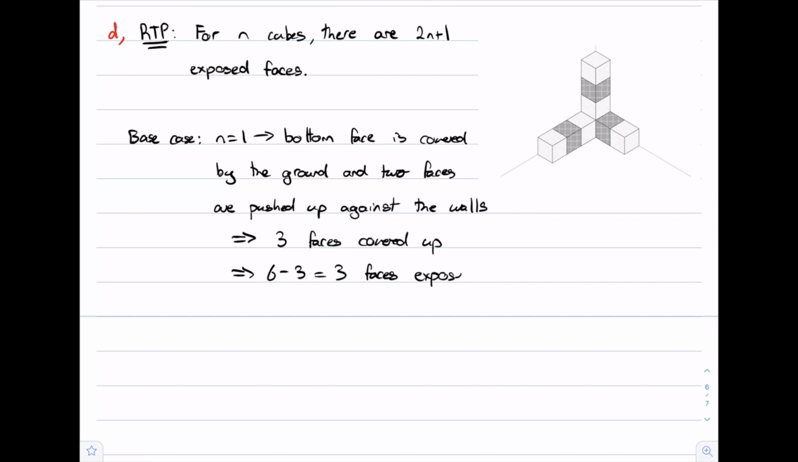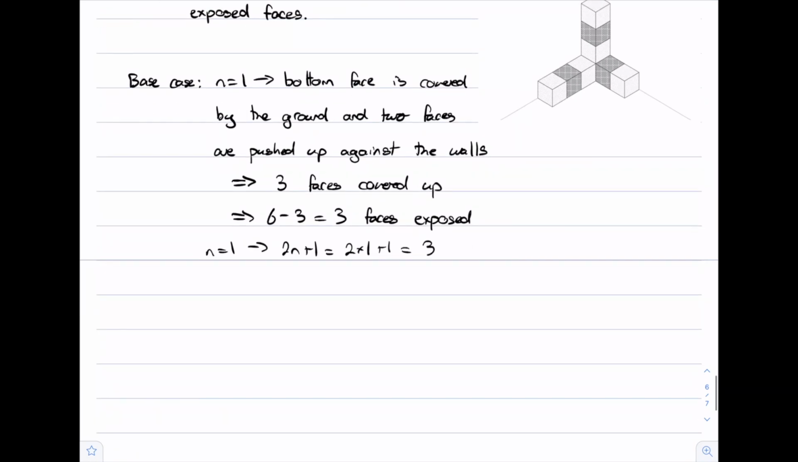Now with this induction question, there's not going to be much algebra or mathematics really going on. It's just a bit of logic and explaining what's going on really with words. So we've got 3 faces exposed. Now does that fit our formula of 2n plus 1? Well, when n is equal to 1, 2n plus 1 is equal to 2 times 1 plus 1, which equals 3. So yes, it does. So therefore, base case is true.